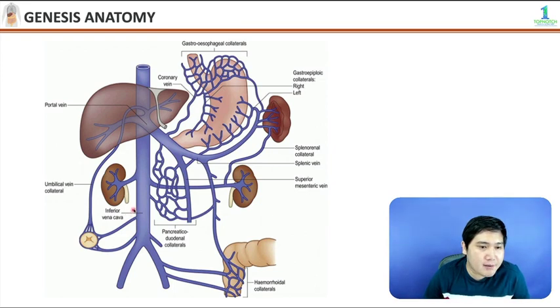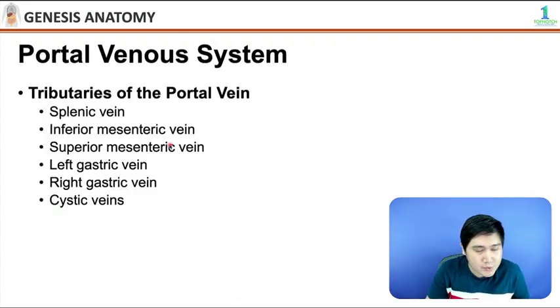So, where is your portal vein? It's here. It's the portal vein. And as mentioned, it is formed by the union of the splenic vein and the superior mesenteric vein. So, what are the tributaries? It will receive highly nutritious blood from the splenic vein, from the inferior mesenteric vein, from the superior mesenteric vein, the right and left gastric veins, and your cystic veins.